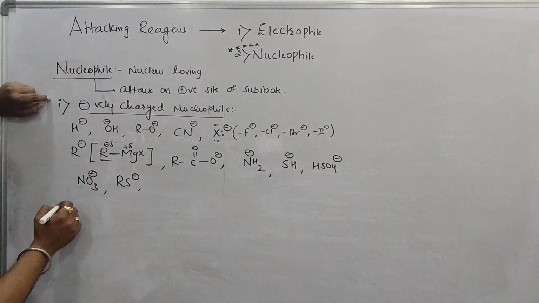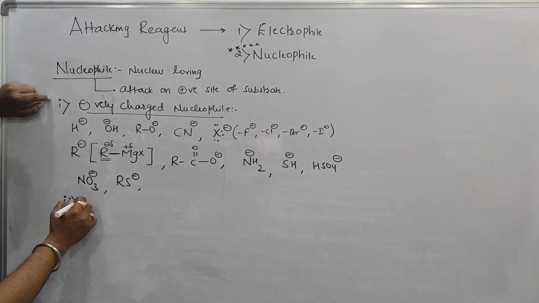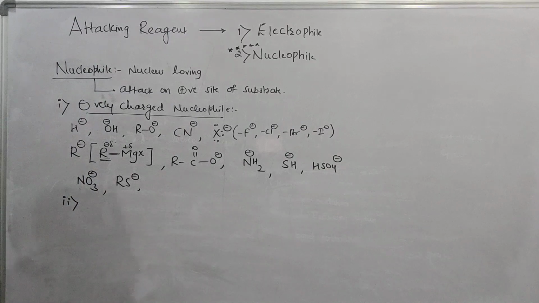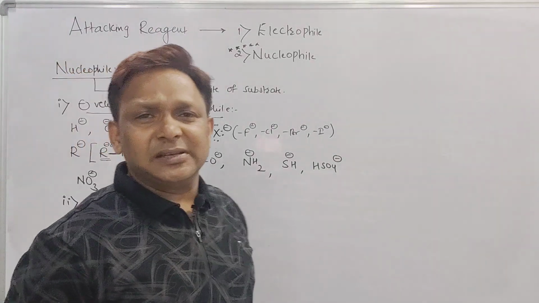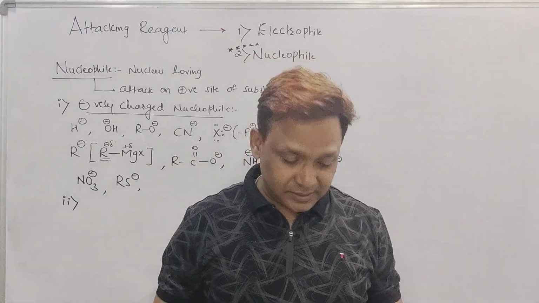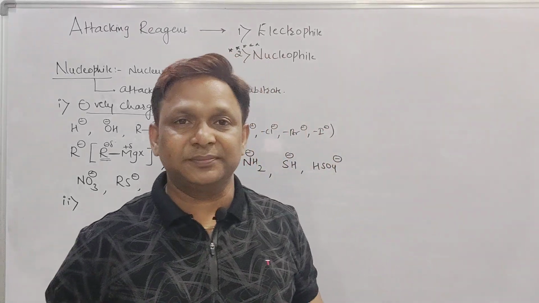So negatively charged nucleophile is the first part. Second, beta, species which have a tendency to donate a lone pair are called Lewis bases.